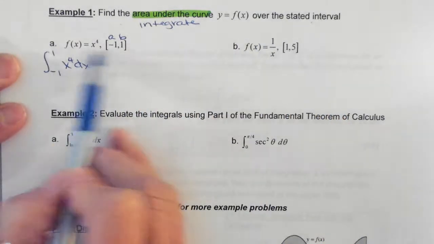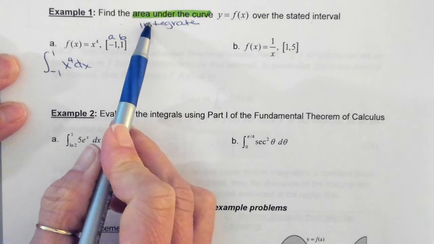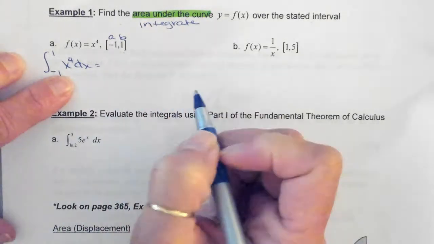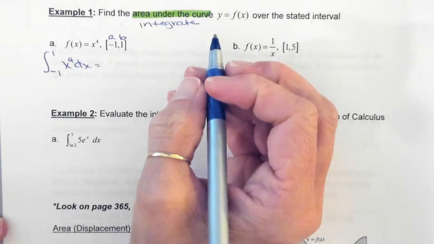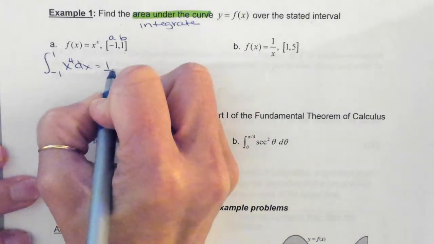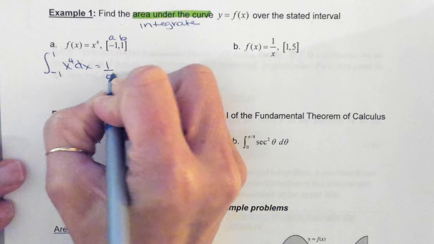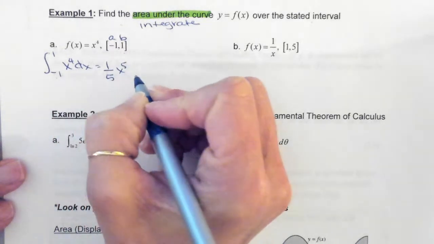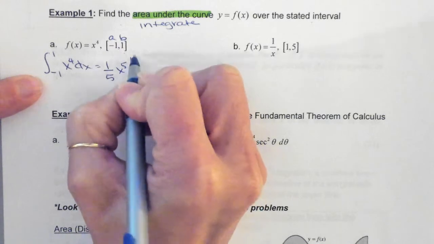So all I did was take this function over this interval and rewrite it because they told us to find the area under the curve. All right, so what is the integral of x to the 4th? 1/5 x to the 5th. No plus c? Because it's a definite integral. That's right. My bad. Okay, and we're going from -1 to 1.